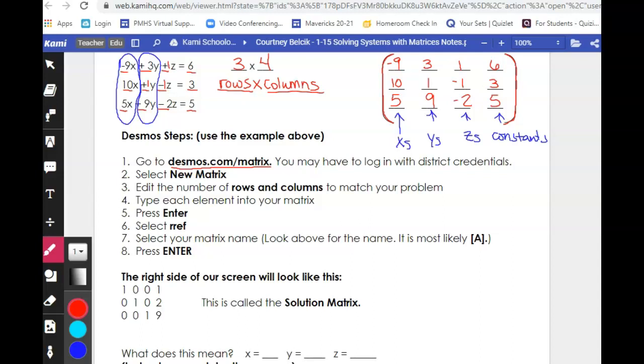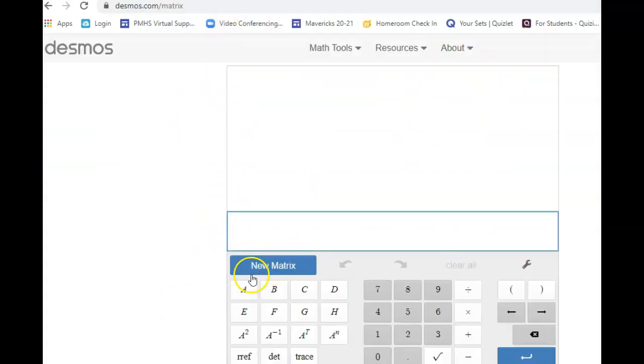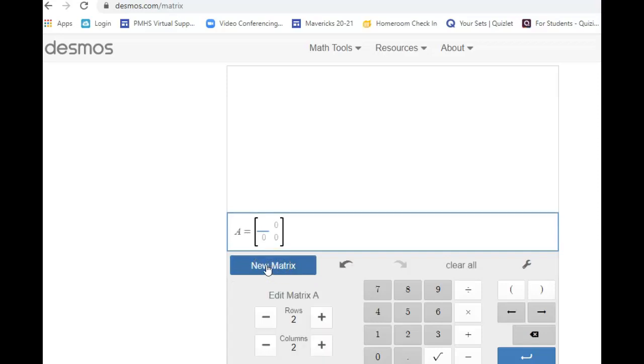So second step, after you sign in to desmos.com/matrix, is you want to select a new matrix. So see this button right here? I'm going to select New Matrix. Notice that we have a name for the matrix. This is matrix A. And notice that we have these brackets over here. Also notice the dimensions of this matrix. This matrix has 2 rows, 1, 2, and it has 2 columns, 1, 2. So this would be considered a 2 by 2 matrix. Notice also that I have the number of rows and columns listed here under Edit Matrix A.